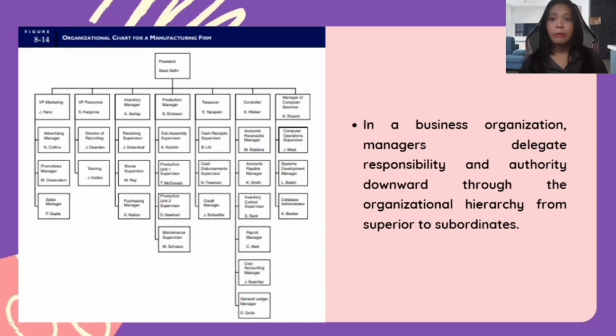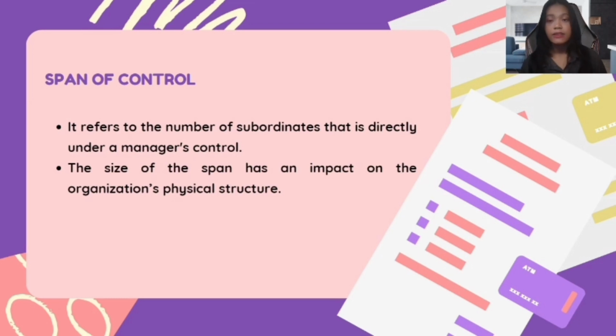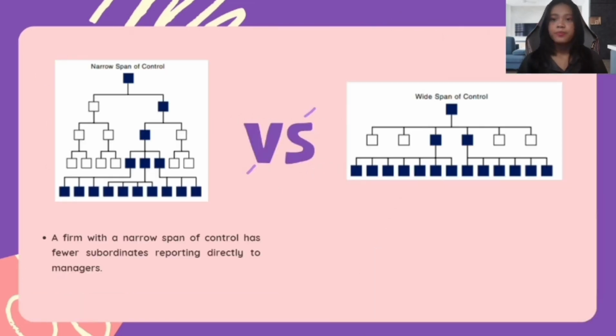Next, still under the management principles, is the span of control. The span of control refers to the number of subordinates that are directly under the control of the manager. The size of the span has an impact on the organization's physical structure. So, to visualize, let us look at this figure.